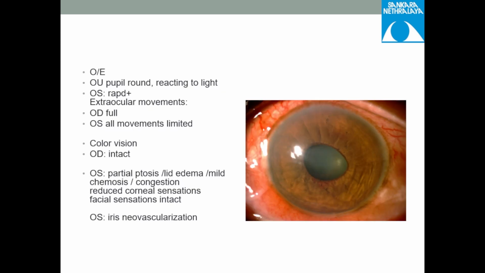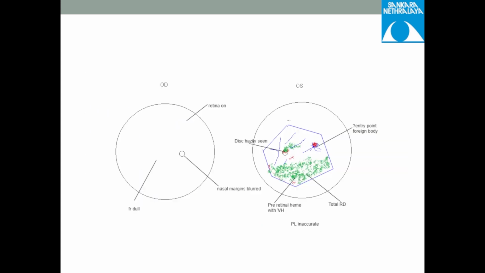In both eyes the pupil was round, reacting to light. Left eye RAPD was present. Extraocular movements were restricted in the left eye. Color vision in the right eye was intact. Then left eye iris neovascularization was also noted.